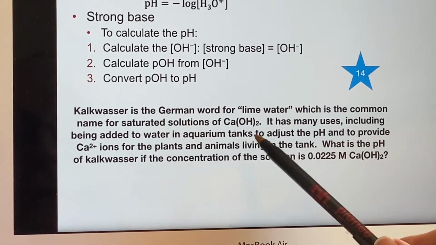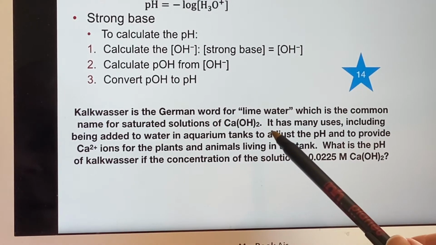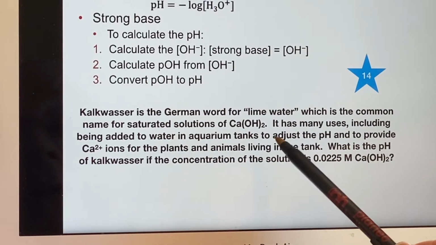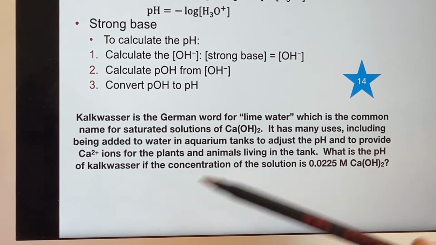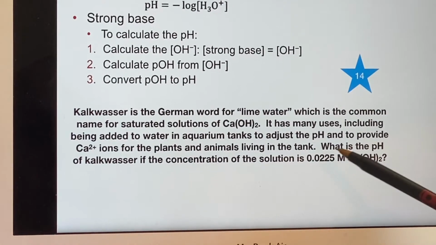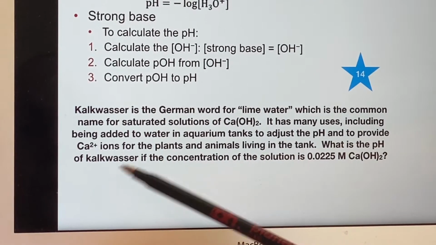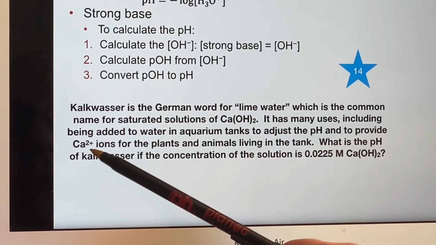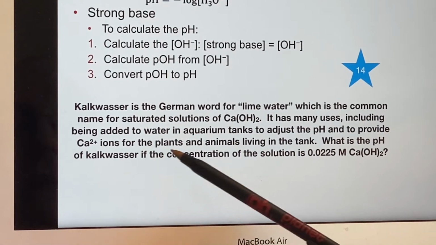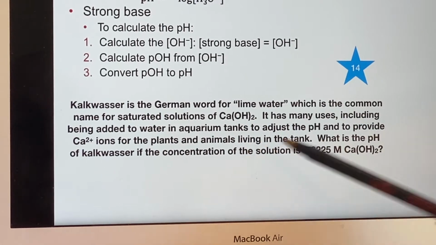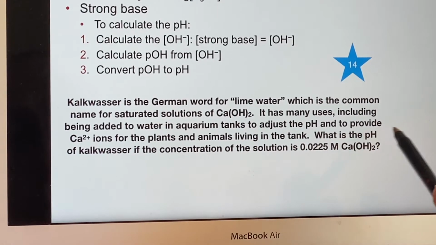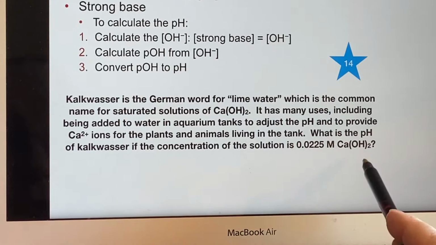It's a saturated solution of calcium hydroxide. Saturated, that means you can't put any more in it. It won't dissolve. It gets used if you have an aquarium, if you're trying to change the pH, and the critters in there like having calcium because they're making their little bones and their little structures out of it. They want to know what's the pH if the concentration is this.